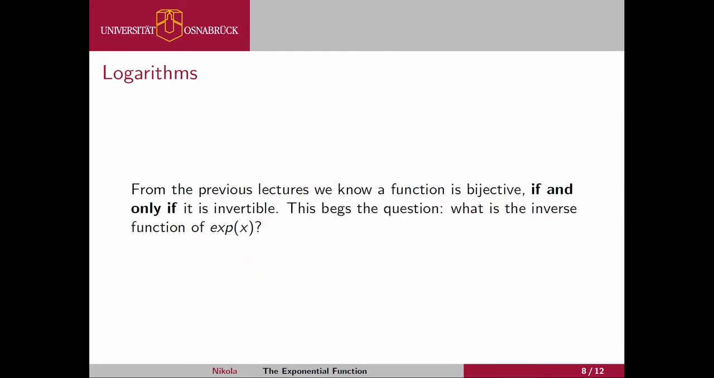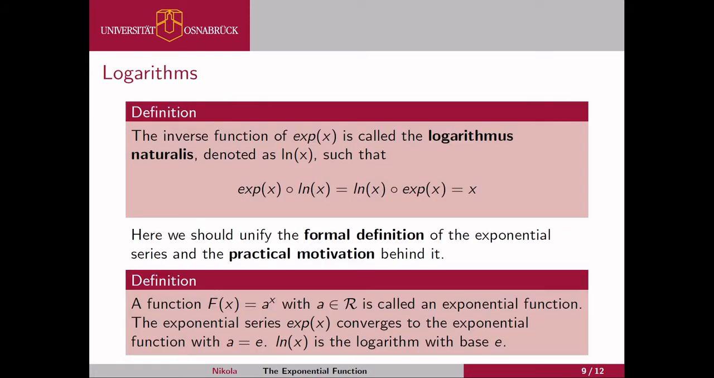But bijectivity yields another property. If you remember from the definitions we introduced in our chapter on functions, bijectivity is given if and only if invertibility is given. This means we can find an inverse function. And this begs the question, what is the inverse function of the exponential series? We know how an inverse function is defined, so we are just going to define the function which does the inversion. The inverse function is called the logarithmus naturalis, and it's denoted as ln of x. And it has the property that if we concatenate the exponential series with the ln of x, or we do it the other way around, it's commutative, we just get the identity of x.